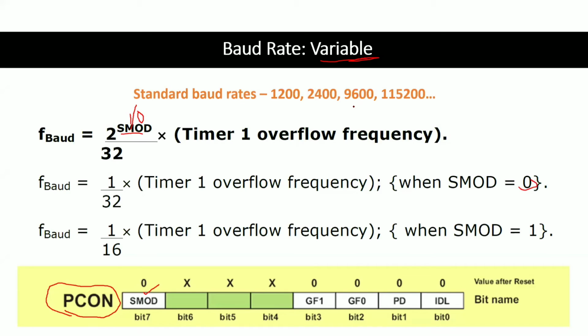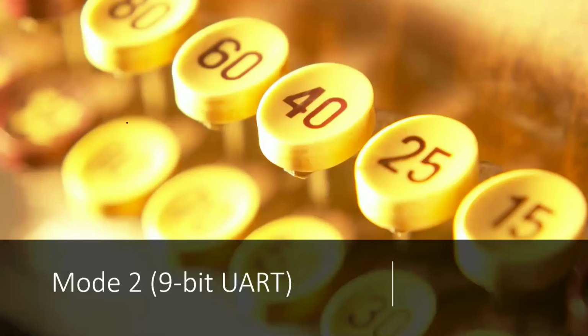So if you look at the standard baud rates, 1200, 2400, 9600, these are all nothing but the standard baud rates which we are using. Whenever you see, almost each and every baud rate is doubled. Why? Because of this SMOD. Whenever you put SMOD equal to 1, the baud rate is doubled. That is about mode 1.